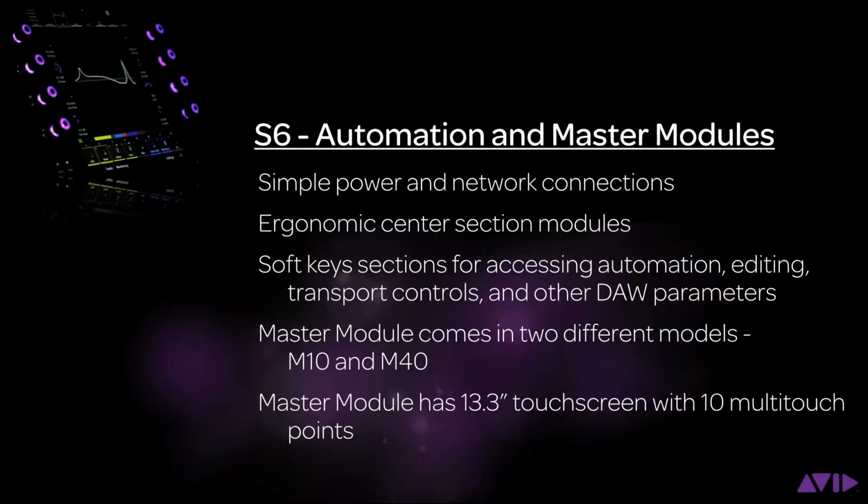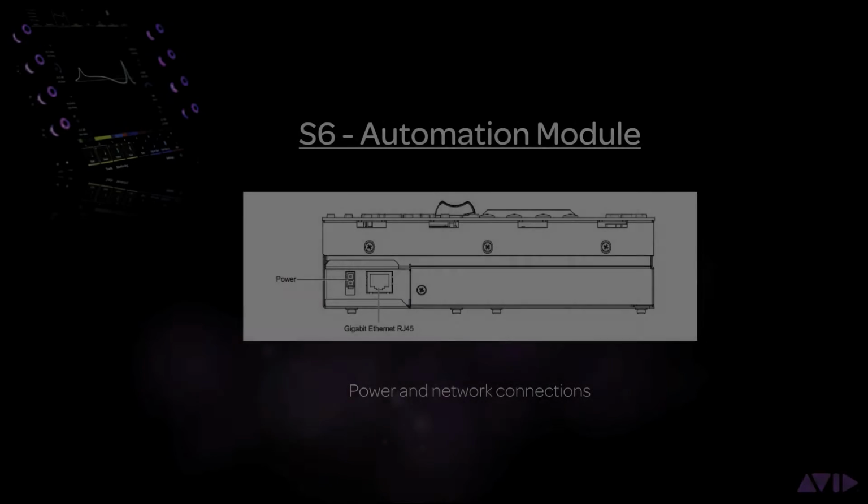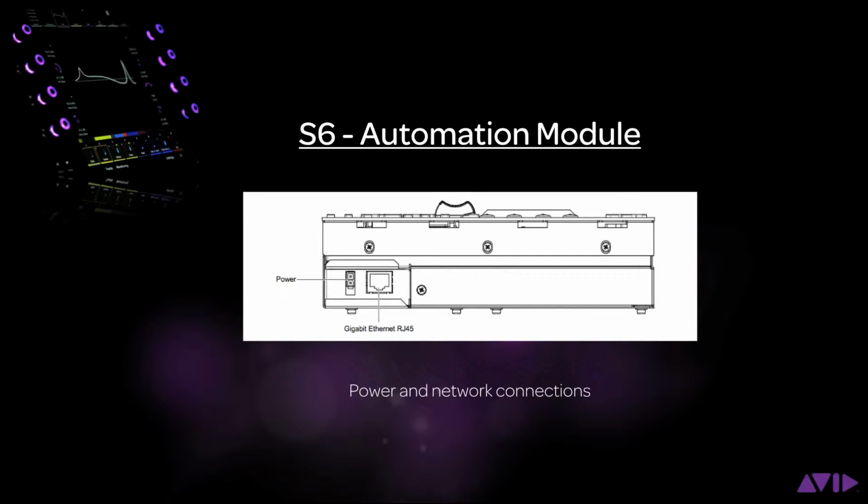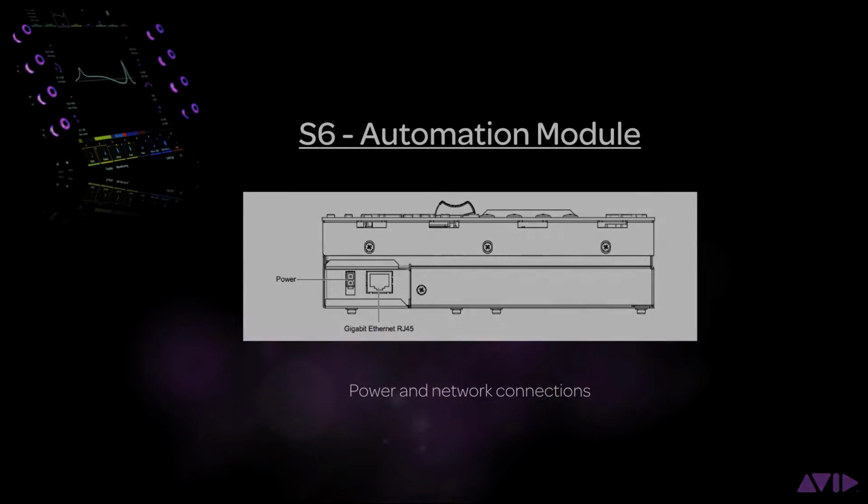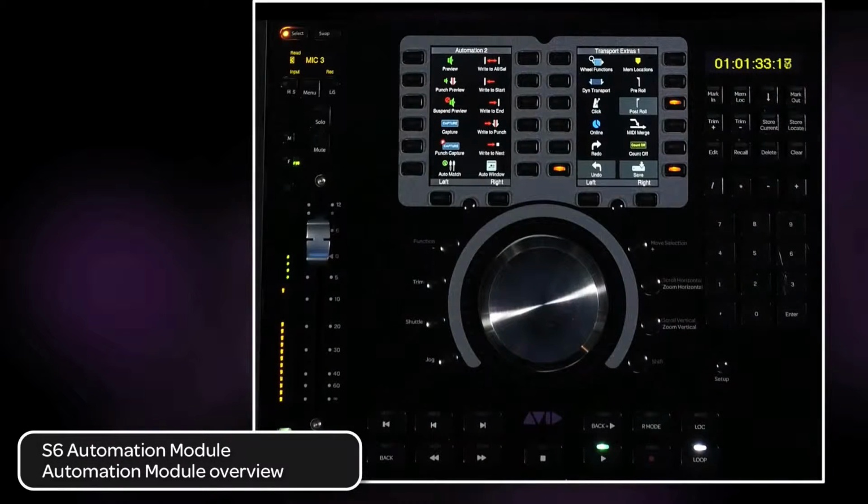In this video, I will take you through an overview of the S6 automation and master modules. The first module we will look at in this video is the automation module. It has the same power and network connections as the channel strip modules and is the same size as the fader module. The basic areas of control are the transport section, jog wheel section, attention track fader, locate controls and numeric keypad, and soft keys. The details of the soft keys area will be covered in a separate video.